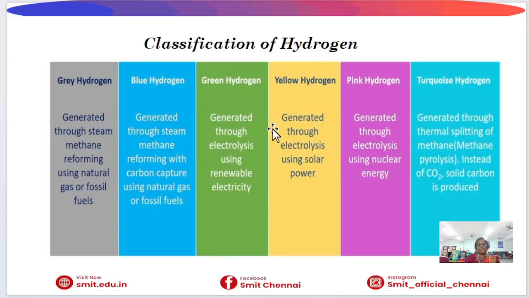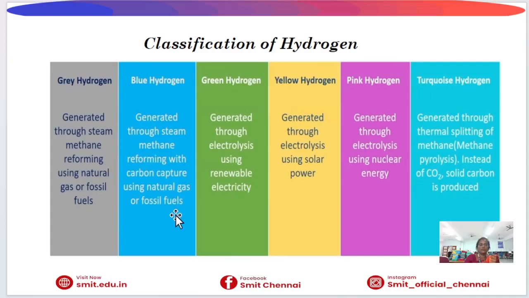Now let us understand this diagram. This diagram classifies hydrogen based on the method of production. Different colors are used only for easy identification, not because hydrogen itself has color. First one, gray hydrogen. This gray hydrogen is produced from natural gas using steam methane reforming. CO2, that is carbon dioxide, is released, so it is highly polluting.